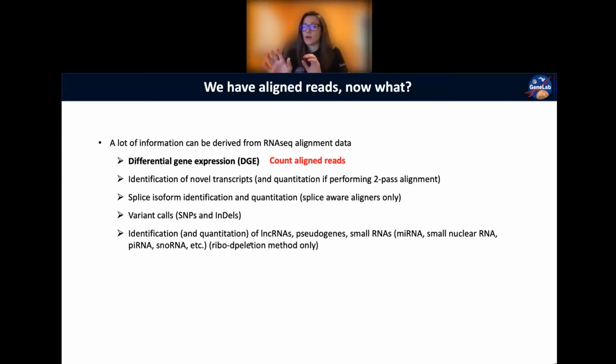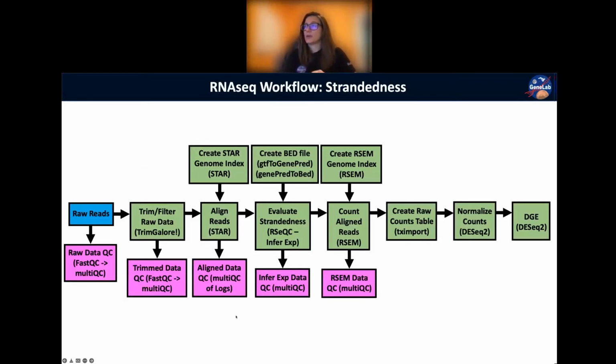Again, this is only if you did ribodeplete, but things like long non-coding RNAs, pseudogenes, and small RNAs, I just listed a few of the different types of small RNAs here. Again, that also depends on your filtering and the cutoffs that you used previously. You can identify those there. So there are a lot of different things that you could do with BAM files once you have them. So super useful. We're going to be focusing on differential gene expression though in this bootcamp, as you know.